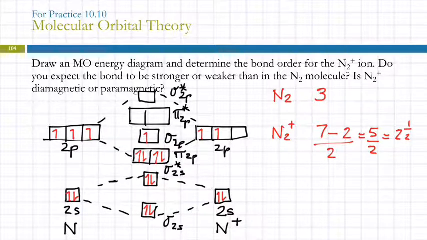Is N2 plus a stronger bond or a weaker bond? Weaker, because its bond order is less. So this is weaker than the N2 molecule. Diamagnetic or paramagnetic? Paramagnetic, because there's one unpaired electron. N2 is diamagnetic, they're all paired up. If you look at the number of electrons and it's an even number, that does not necessarily mean that it's diamagnetic, but it means that it could be. If it's an odd number of electrons, it has to be paramagnetic. Any questions?